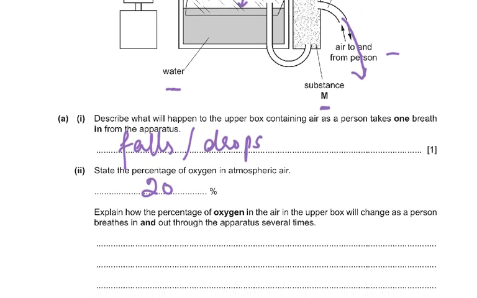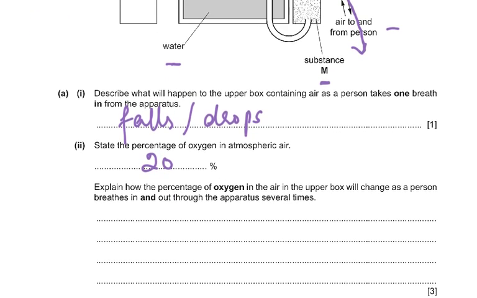Then it says explain how the percentage of oxygen in the air in the upper box will change as a person breathes in and out through the apparatus several times. Yeah, it will decrease. Why? Because the oxygen is entering the alveoli and then entering the blood. So it decreases. Why will it decrease? Because it's going into the blood.